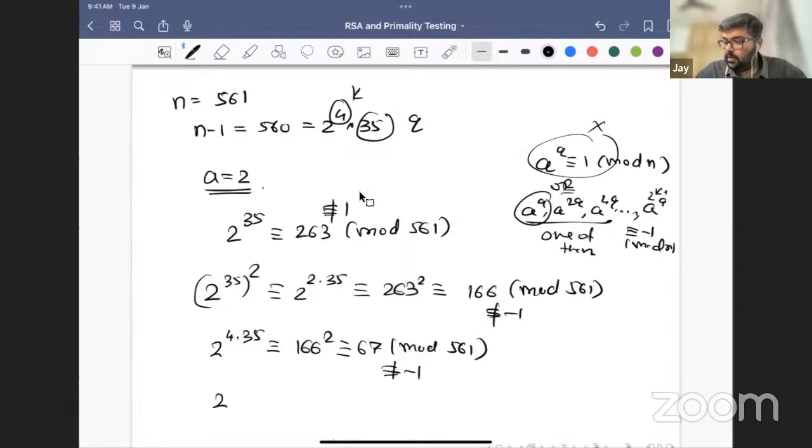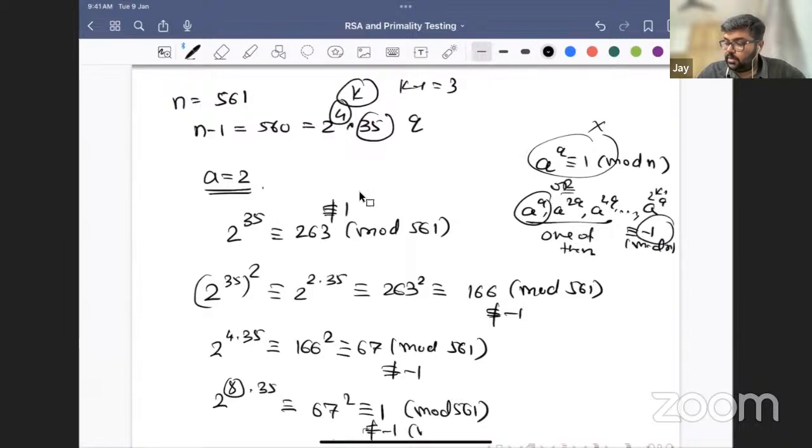Again we square till k minus 1. So k minus 1 is 3, so 2 power 3, this is 8. And so 67 squared is congruent to 1 modulo 561. Again, this is not minus 1. That's it, we are done. So the first one is not 1, and all these squares up to k minus 1 are not minus 1. So that means 2 is a witness. We have found the first one. We selected 2 and 2 is a witness. We take a equals 3, 3 is also a witness. So there are 75% witnesses.